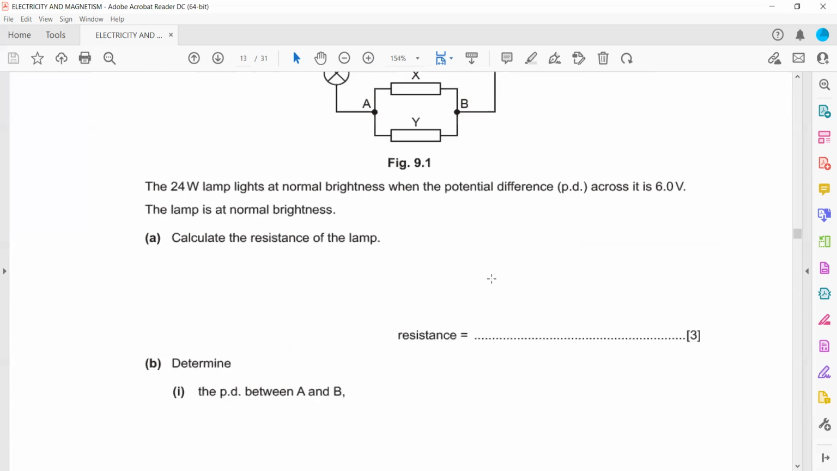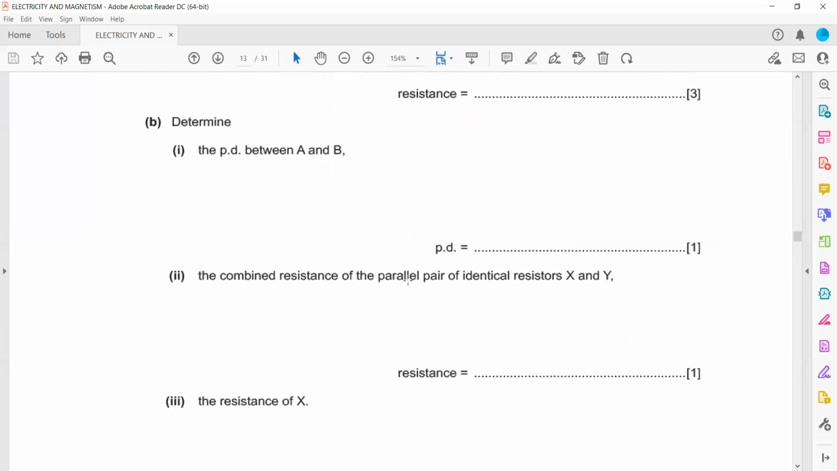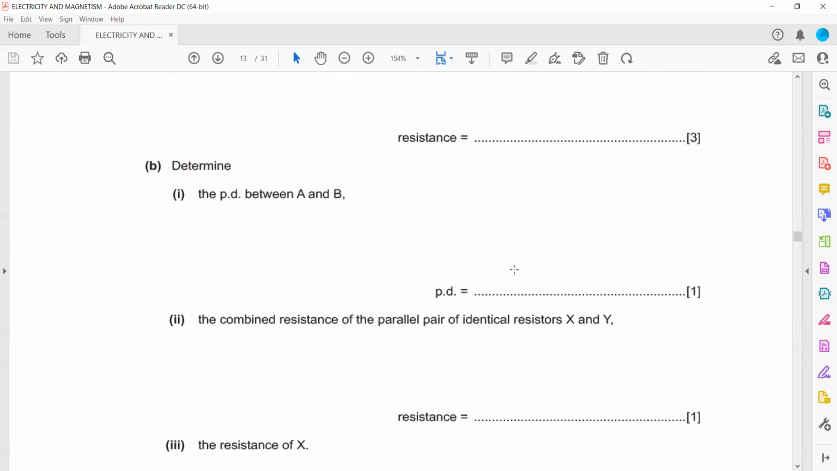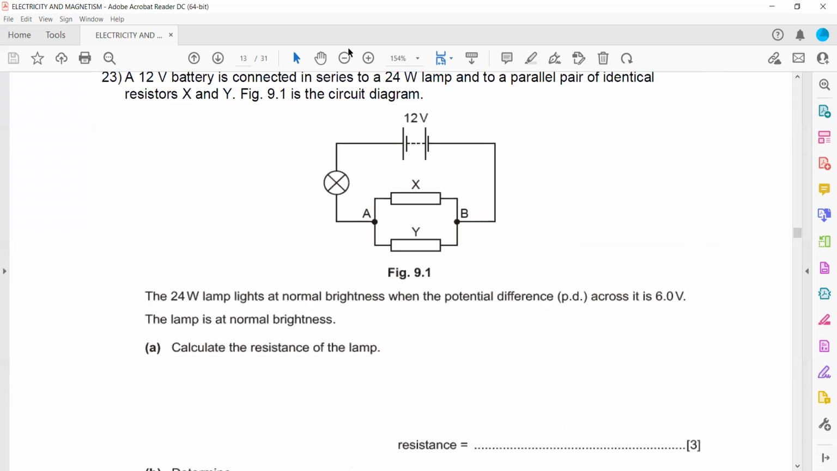Then we need the resistance of X. They mentioned a pair of identical resistors, so these two are identical resistors. X and Y have the same resistance. If I say the resistance of X is R, the resistance of Y is also R. So the combined resistance is the product divided by the sum. The total resistance of this part is 1.5. So 1.5 is the combined, R1 is R, multiplied by R2 which is also R, divided by R1 plus R2.